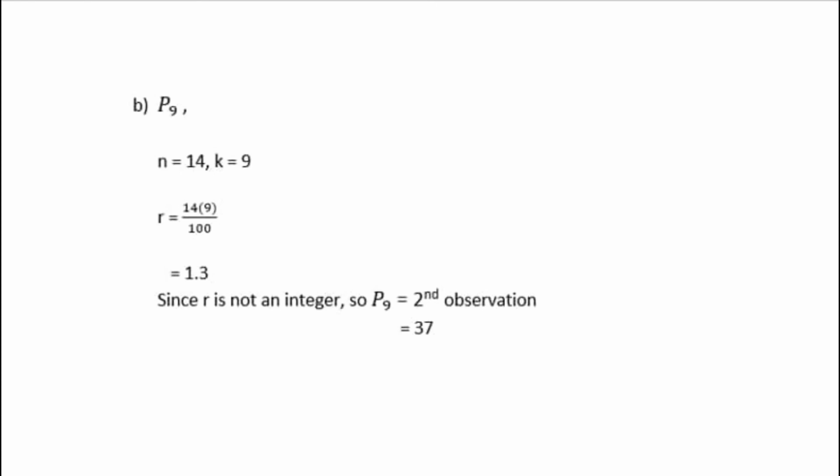So we go to question B, P9. Find P9. So N equals 14, the same one. So K is as in the question, P9, so K equals 9. So R is 14 multiplied by 9 divided by 100 and equals 1.3. So since R is not an integer, P9 equals the second observation, which is 37.